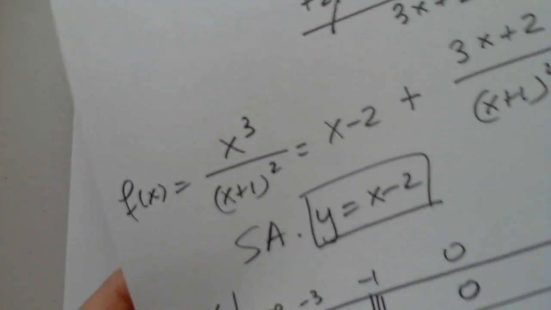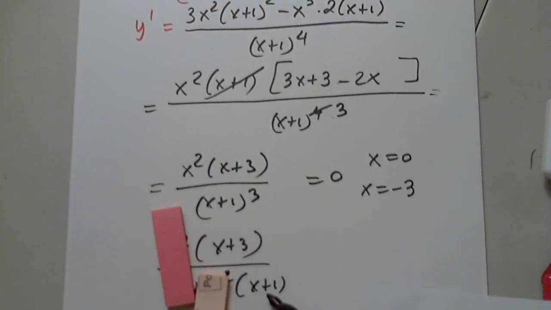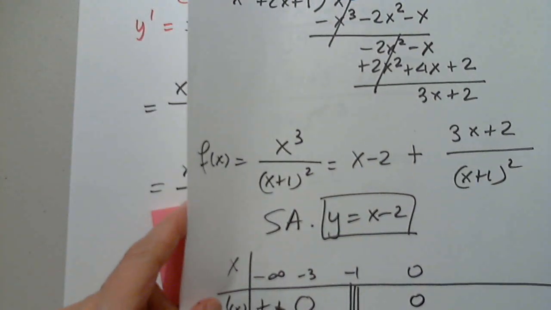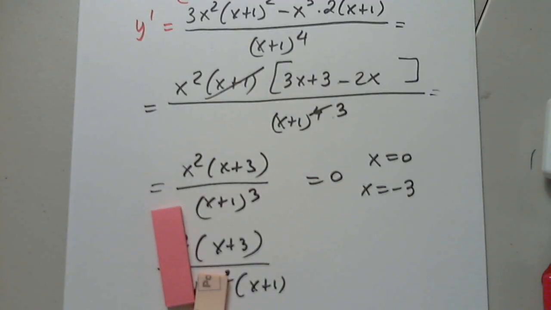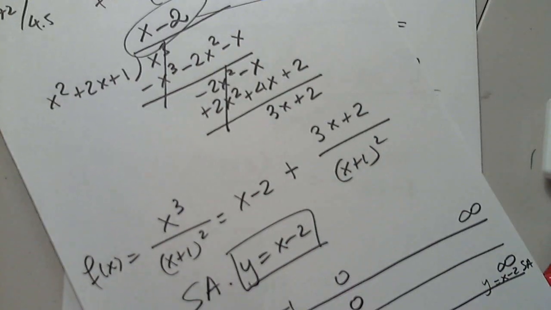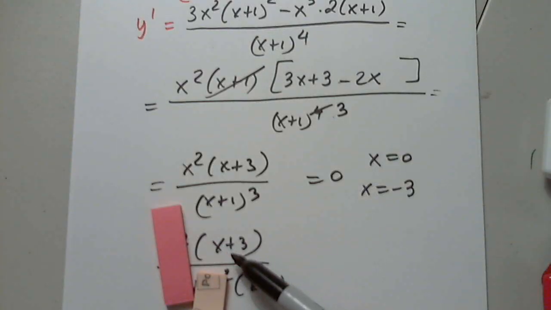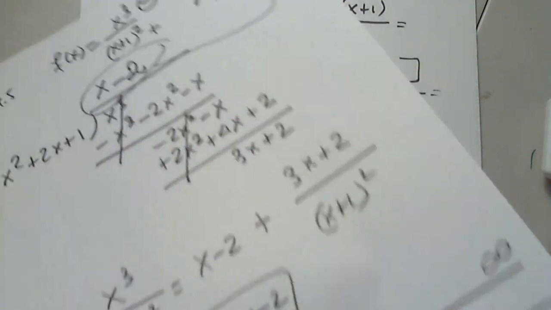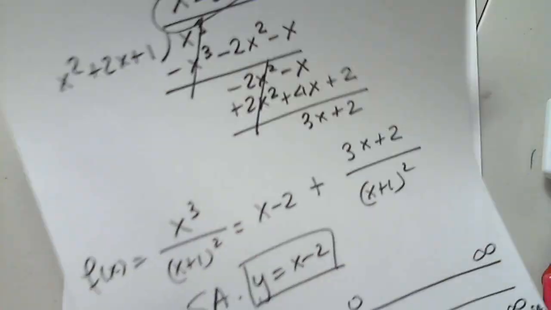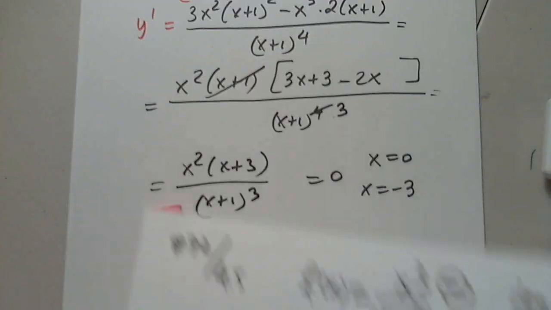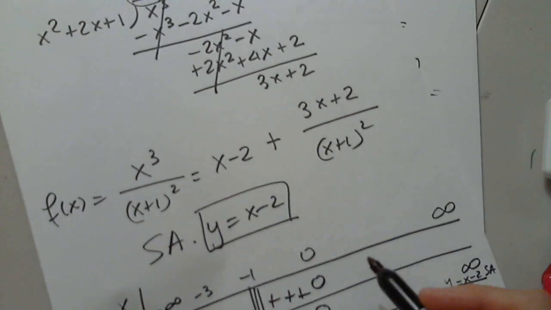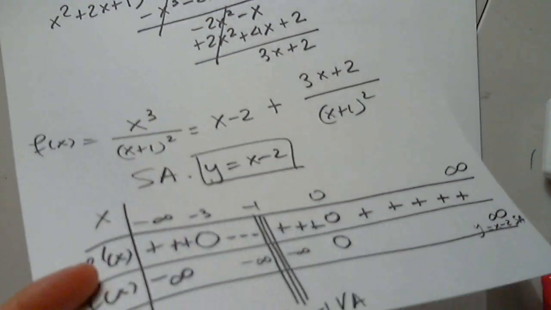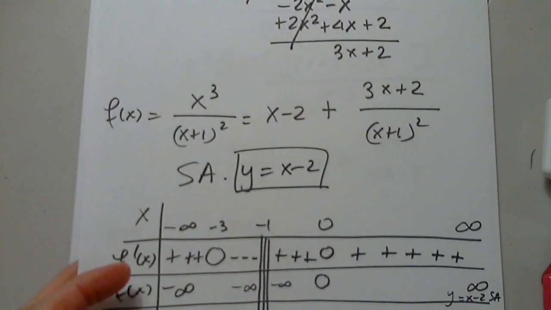So when I plug in -10, -10 with -10 will be positive. When I plug in -2, positive and negative. If I plug in -0.5, right here, -0.5, with -0.5, positive and positive. And with 10, positive and positive. Now is the moment of truth.